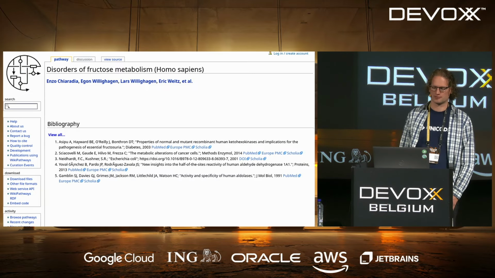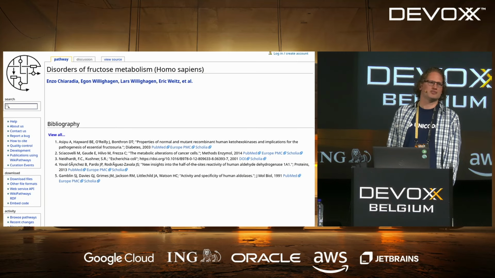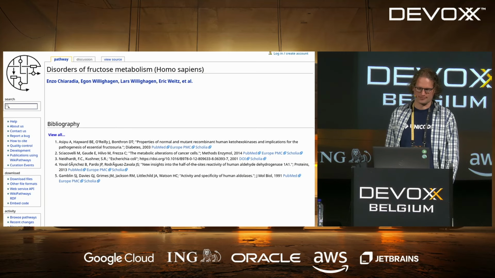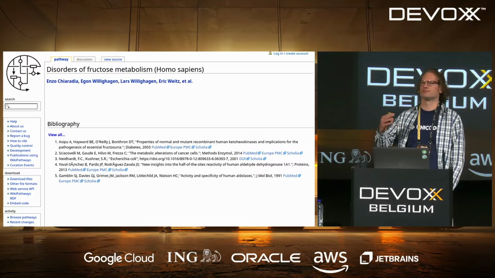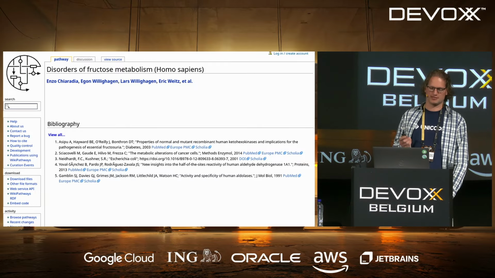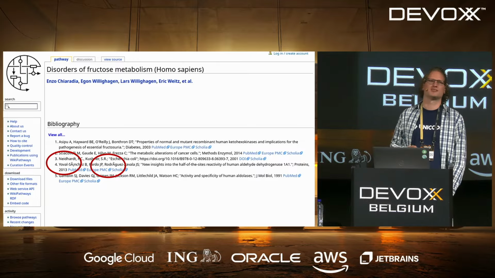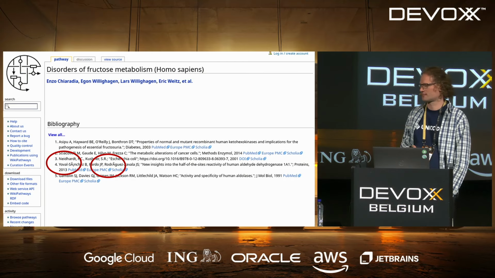Long ago, I was a young researcher in bioinformatics. I was working on a project called Wiki Pathways. And being a research website, there were lots of citations of scientific articles. And you can see here in the bibliography that there are some encoding problems.